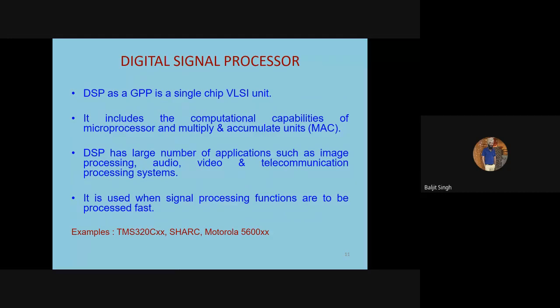Then the digital signal processor, DSP, is a single chip VLSI unit. So when we use it as a general purpose processor, we can say that it is a single chip, very large scale integration unit. It includes the computational capabilities of a microprocessor and multiply and accumulate units, MAC, like a much more advanced version of ALUs. DSP has a large number of applications such as image processing, audio, video and telecommunication processing systems. It is used when signal processing functions are to be processed very fast. There are many other examples besides these also.